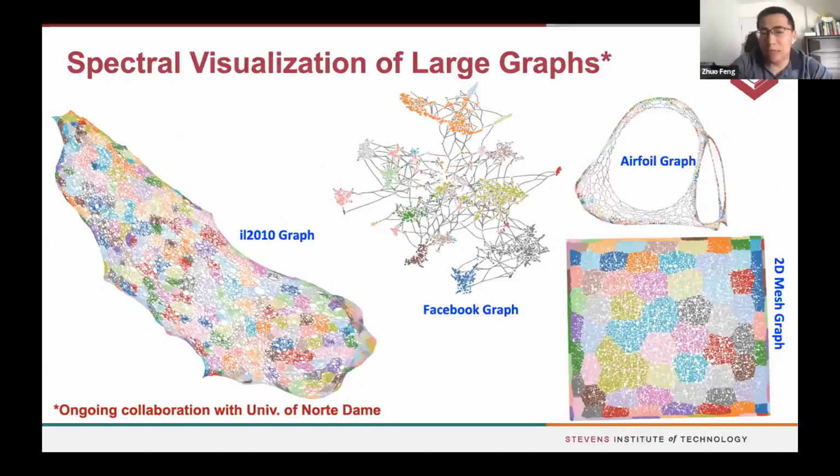Another ongoing collaboration with University of Notre Dame targets spectral visualization of large graphs. We try to quickly visualize any kind of complicated graph on a 2D screen while showing the clustering information. For example, on the Facebook graph, we can quickly identify the clusters of nodes which are closely related to each other. So this will help people to quickly understand the underlying data structure, the geometry of the underlying problem, and make some quick decisions. This will also allow people to find important features out of this kind of result.